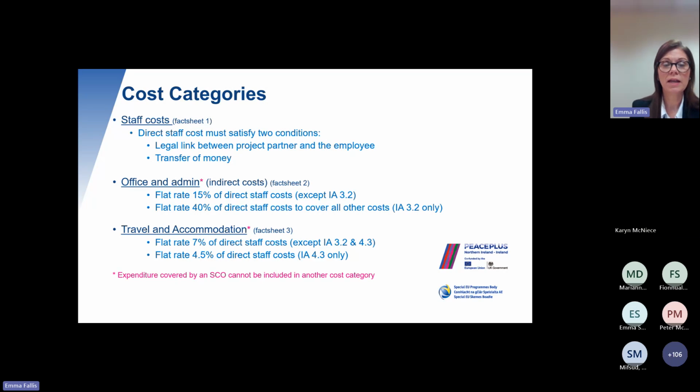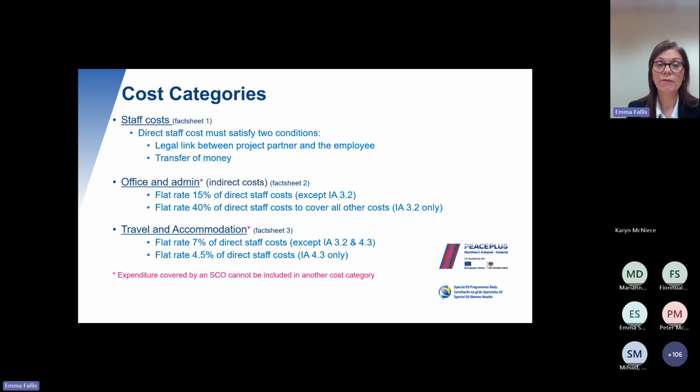Travel and accommodation this time round is being paid as a flat rate, and that is one of the simplifications the Commission have introduced. Details of this are included within fact sheet 3. But in the main, projects, with the exception of investment area 3.2 and 4.3, will all get a 7% flat rate of their direct staff costs, and that is to cover all the travel and accommodation of their staff.